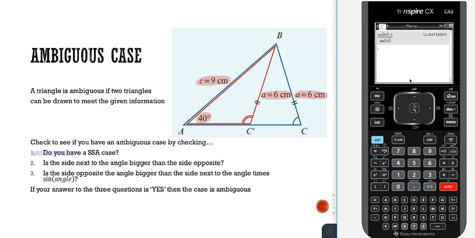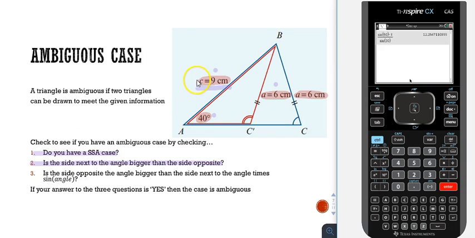Now, our way to check to see if it is an ambiguous case is three steps. So first one is, do you have a side-side-angle case? The important thing is that this angle is not between the two sides. Okay, so it's side, side, angle. In this case, yes. Next question is, is the side length next to the angle bigger than the side length opposite?